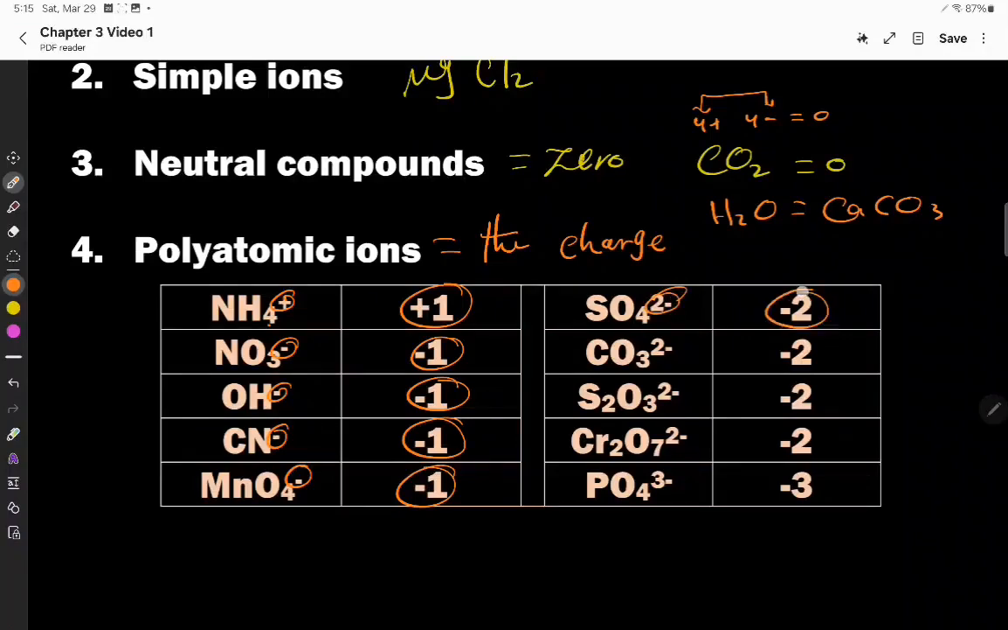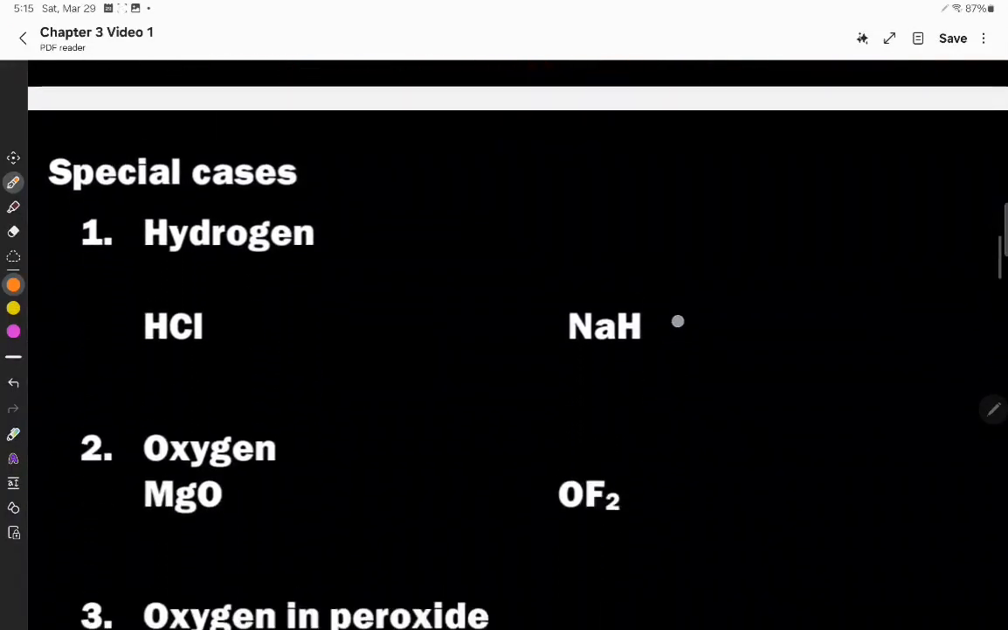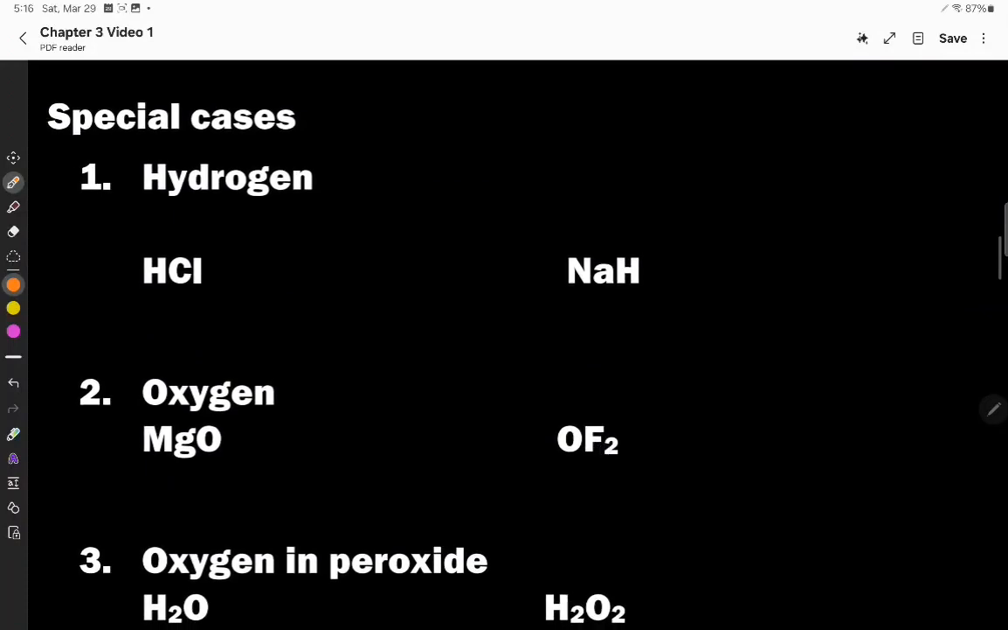Sulfate group equals negative 2, carbonate equals negative 2, S2O3 negative 2 equals negative 2, Cr2O7 negative 2 equals negative 2. Here PO4 3 negative equals 3 negative. So any element with a charge equals the charge. If I tell you PO4 3 negative equals what, you will say equals 3 negative because it has a charge on it. Now we have some special cases, we spoke about it, like hydrogen.